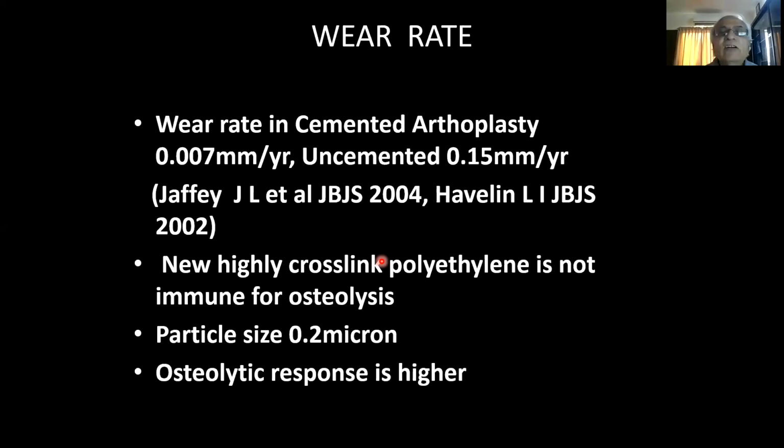Probably next decade, we will like to see this because these particles are submicron and they are very high. The osteolytic response is higher. It is actually aggressive because particle size is smaller.